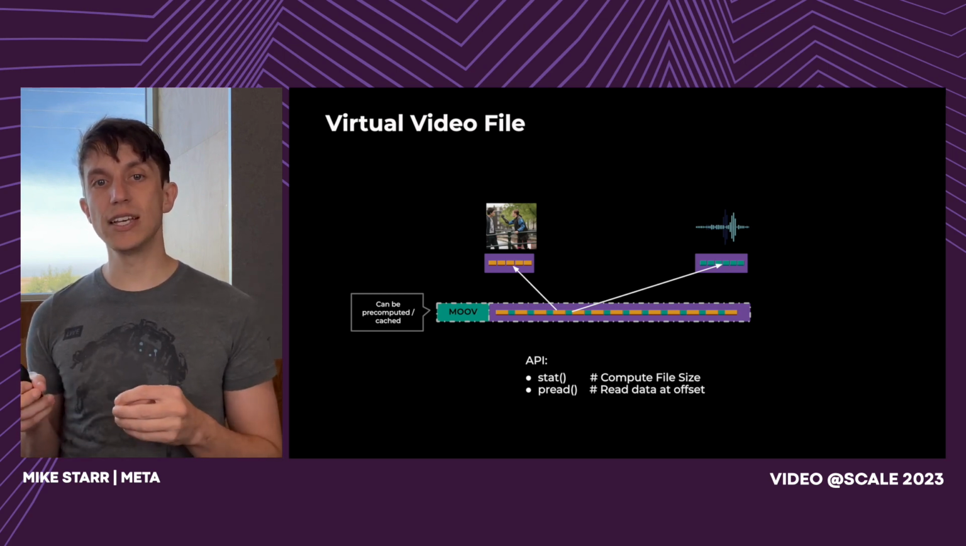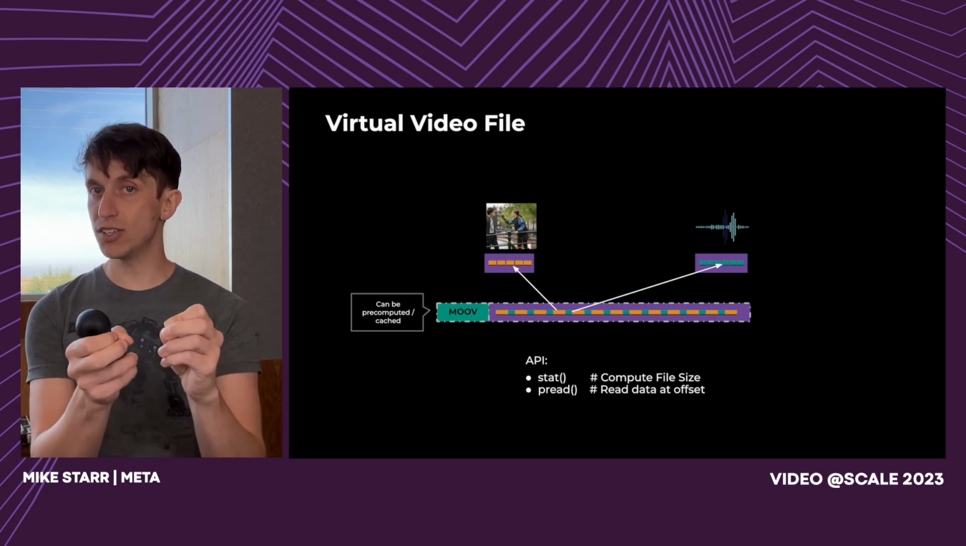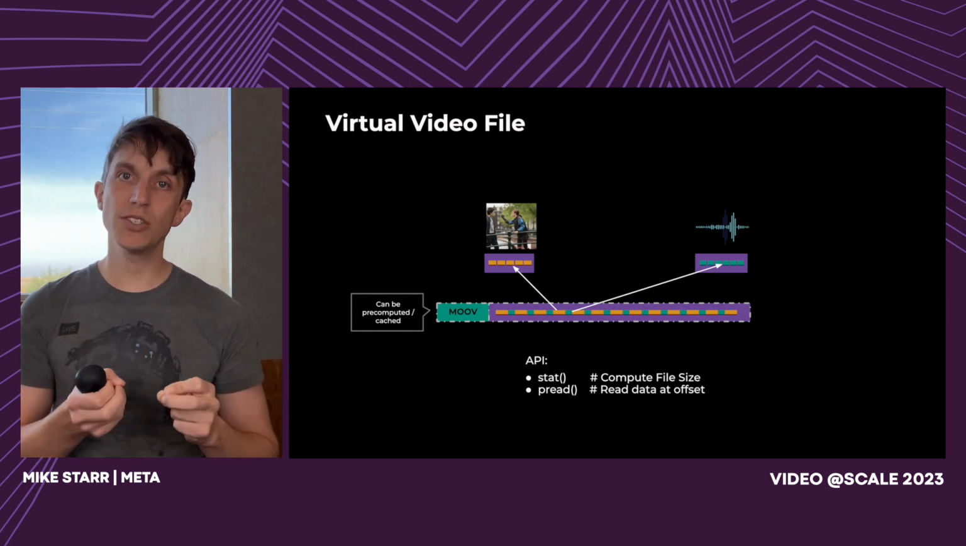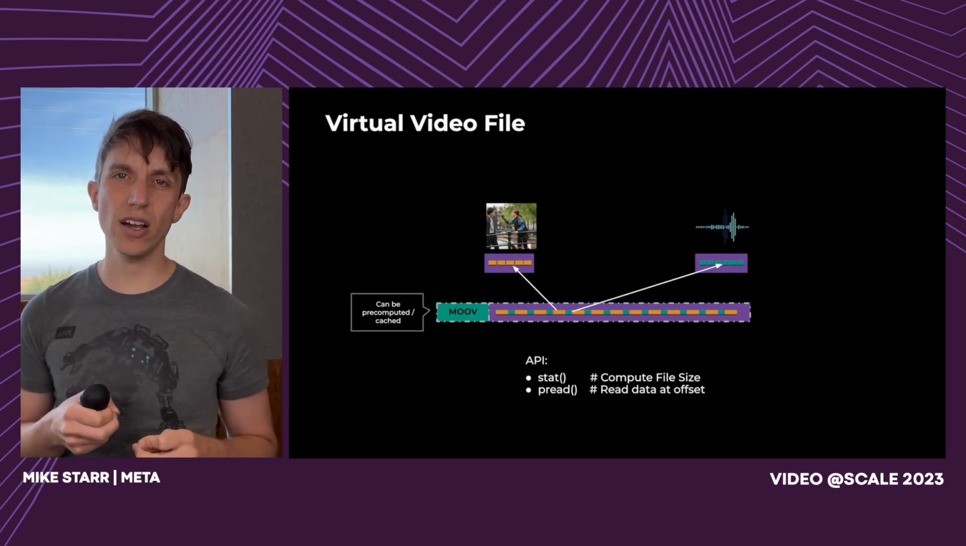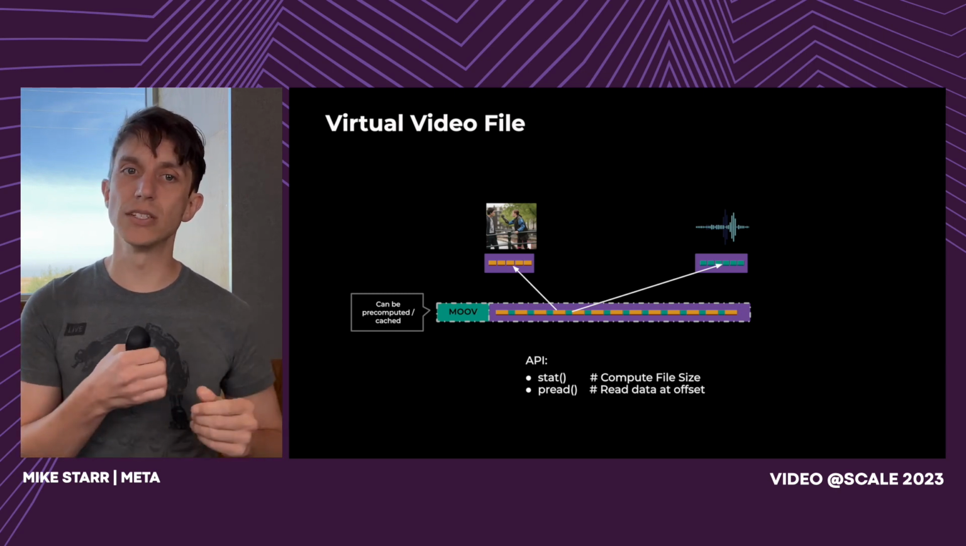One thing that's worth noting is that the moov atom itself can be pre-computed by demuxing once and then caching this in memory. As I mentioned before, the moov atom is only 1/100th of the size of the file, and so this is fairly cheap to cache, not only in memory but even in a database.